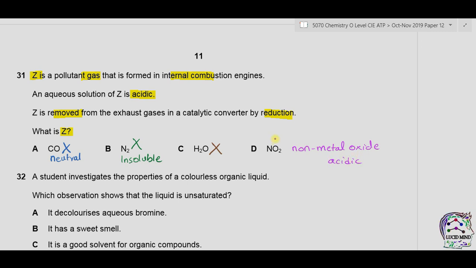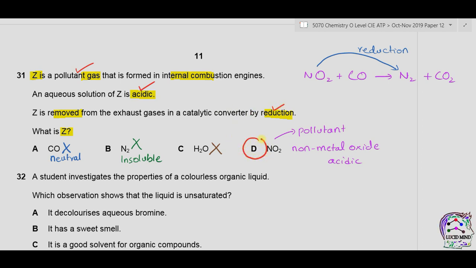And nitrogen dioxide is also a pollutant gas, so it must be removed from exhaust gases. In the presence of a catalytic converter, nitrogen dioxide reacts with carbon monoxide to form nitrogen gas and carbon dioxide. As we can see, oxygen is removed, so this is a reduction process. As nitrogen dioxide is a pollutant, its solution is acidic and it is removed by reduction, so the answer is D.